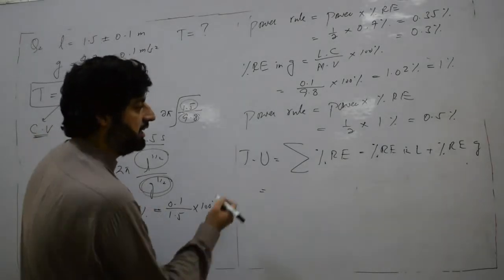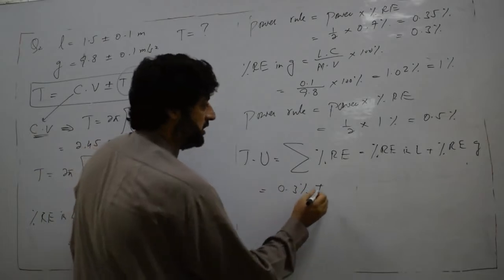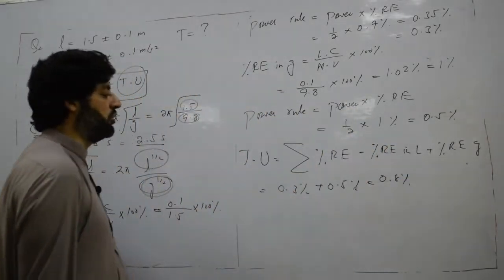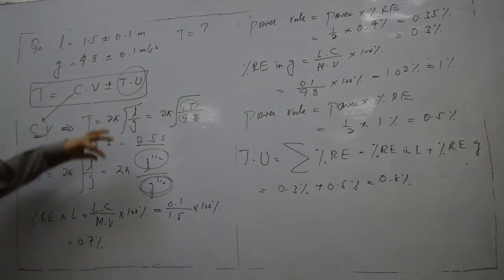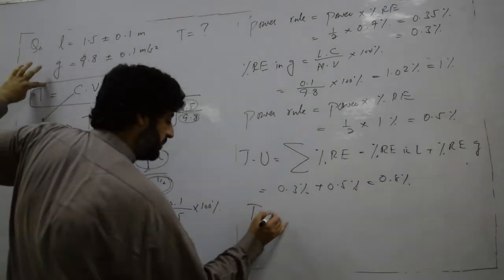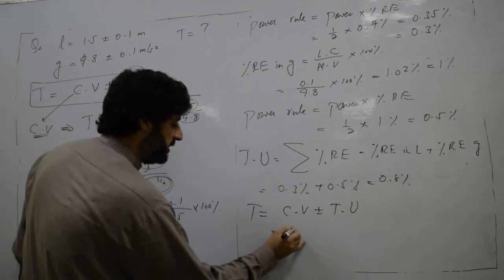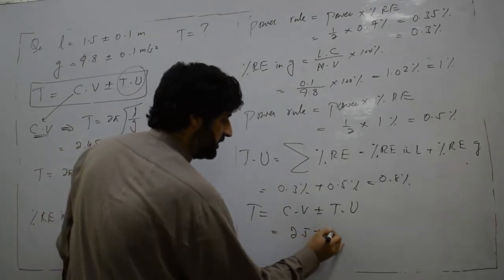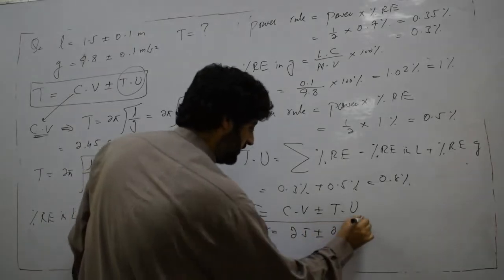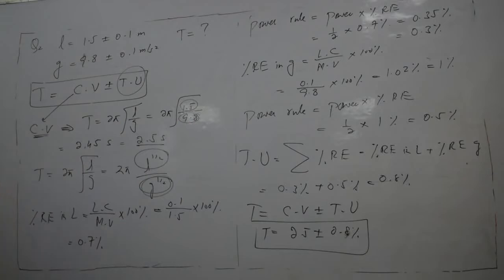So what is the percentage error in length? That is 0.3%. Percentage error in G, that is 0.5%. So it will be 0.8%. That is the total uncertainty. So putting these values in the answer, the general answer for the time period is equal to calculated value plus minus the total uncertainty. So the calculated value is 2.5 plus minus total uncertainty is 0.8 second. That is the correct answer for the time period with uncertainties. Okay.